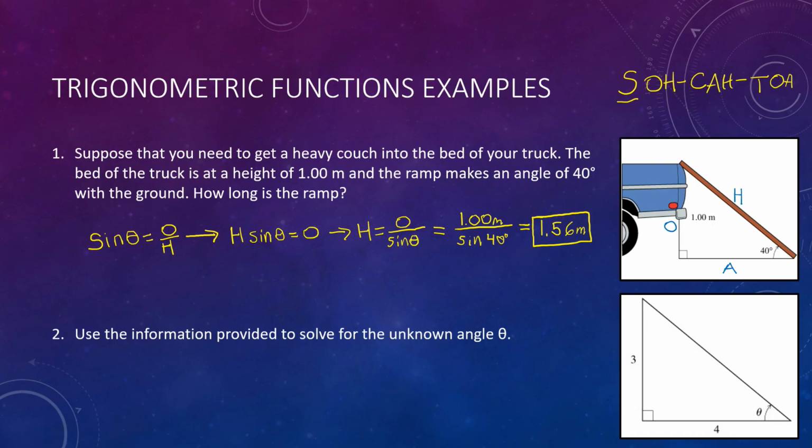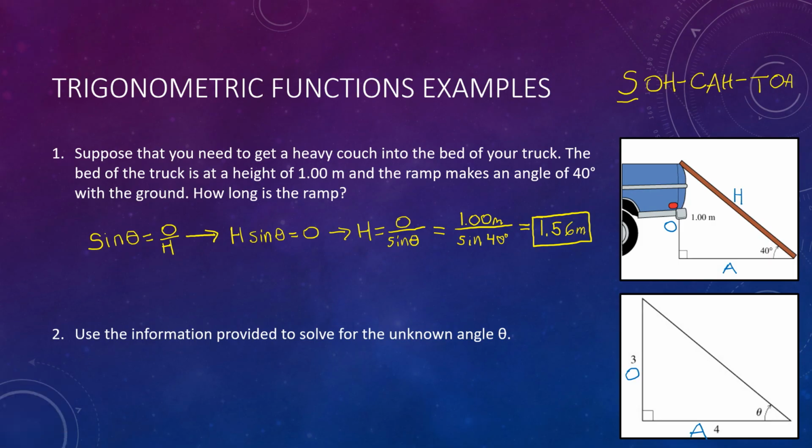Okay, let's then work on number 2. Number 2 says use the information provided to solve for the unknown angle theta. In this case, on the right-hand side, we have a triangle with the opposite side labeled as 3 and the adjacent side labeled as 4. So we know the opposite side and we know the adjacent side. If we want to solve for the angle, we could take the extra step and solve for the hypotenuse, but we don't need to know the hypotenuse at all to work out this problem.